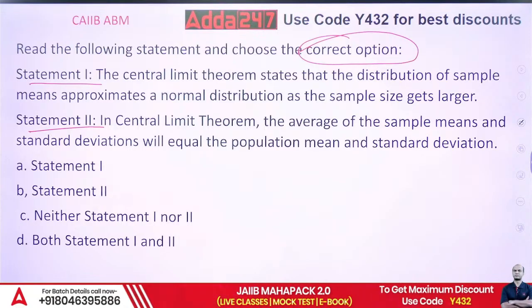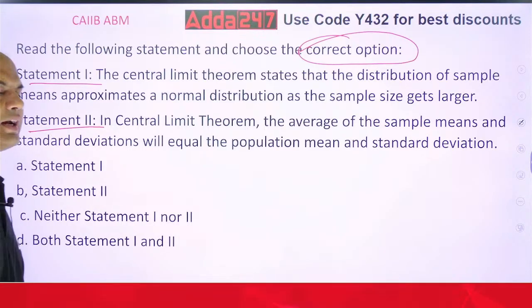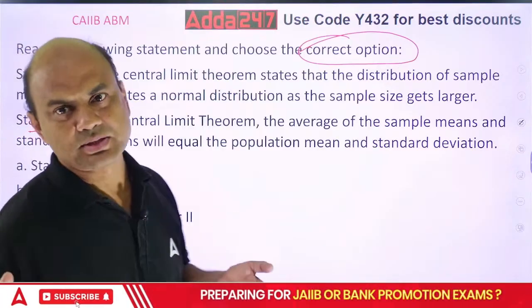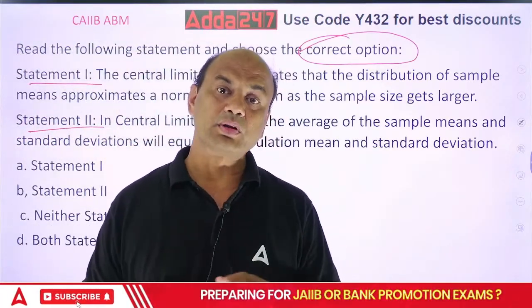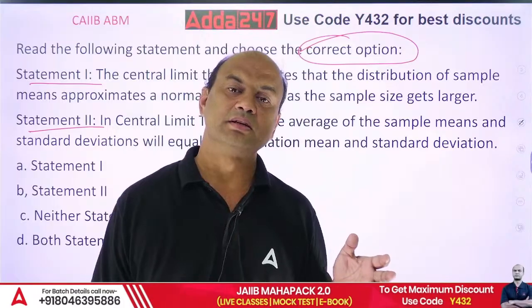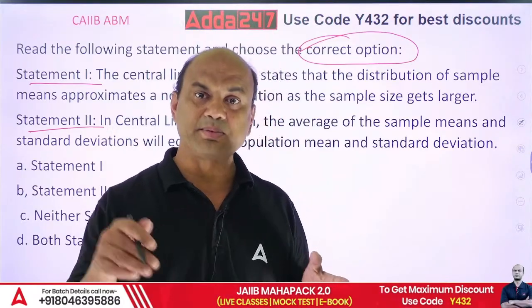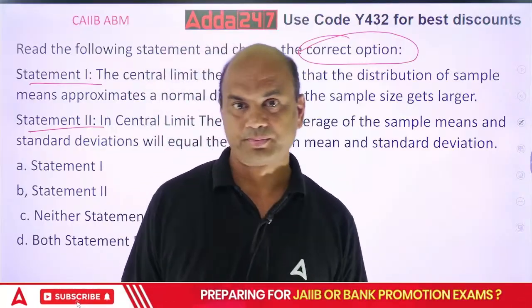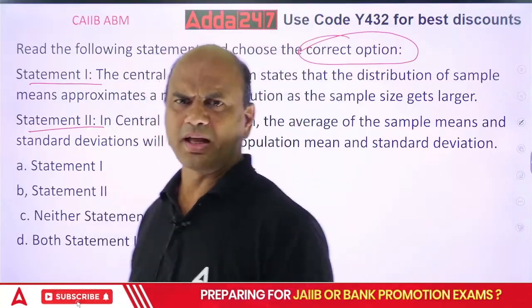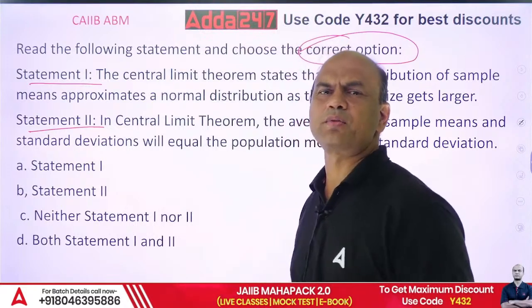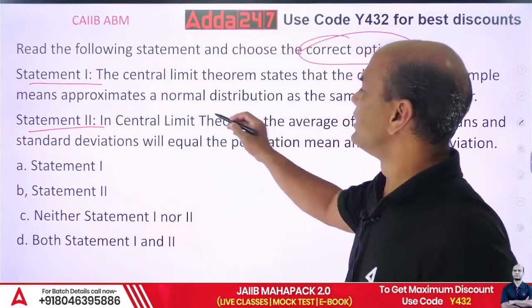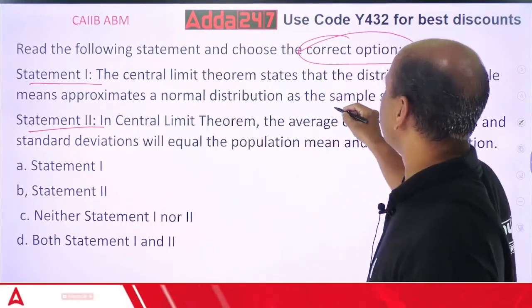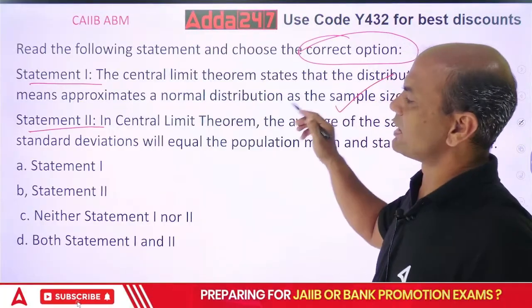See, what is the central limit theorem? The central limit theorem states that as you go on increasing the sample size, the tendency becomes more and more normal distribution, more towards normal. Okay? So statement 1 is obviously correct from that. Sample means approximate to a normal distribution as the sample size increases. So statement 1 is correct.